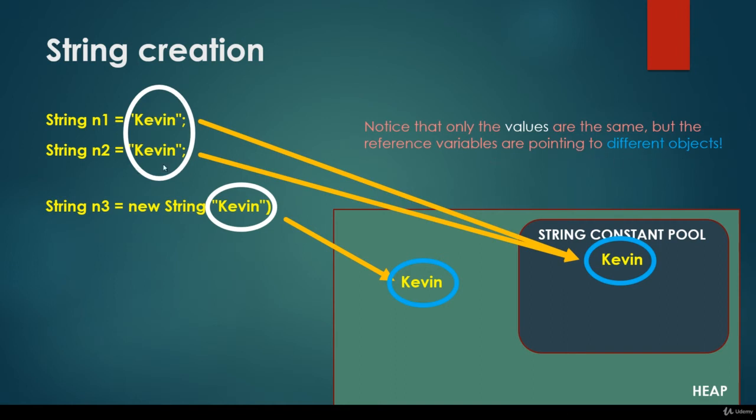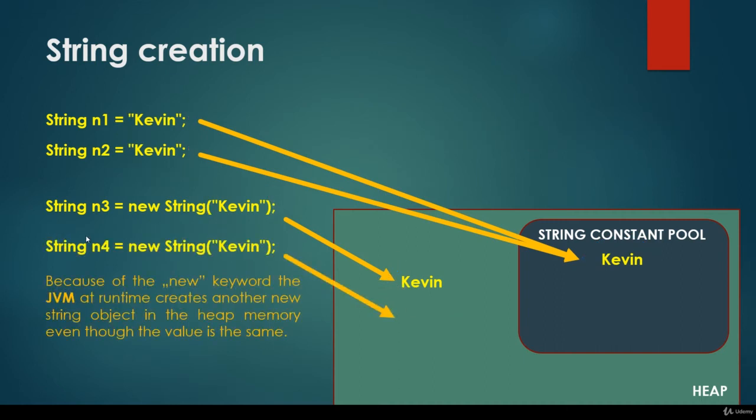So the first two Kevin strings are pointing to the constant pool, but the last string we have created with the help of the new keyword is pointing to a different location in the heap memory. Okay, what if we create another string with the same value Kevin? Kevin is not going to be inserted into the constant pool because there is already the string Kevin, but as you can see, another Kevin object will be created in the heap memory.